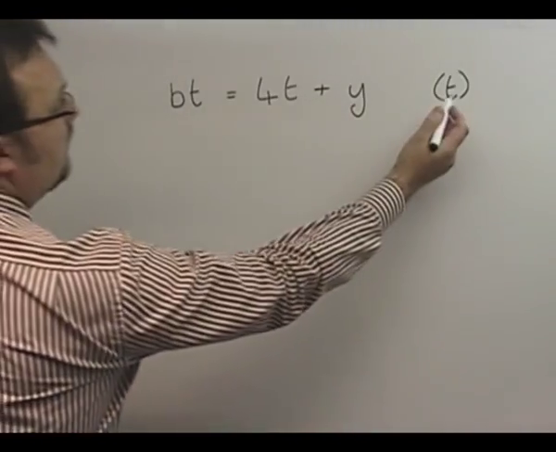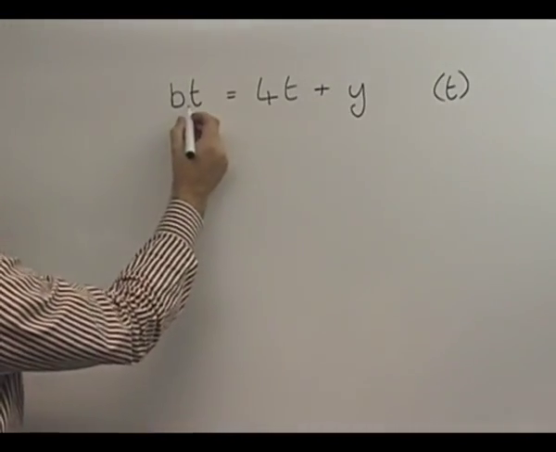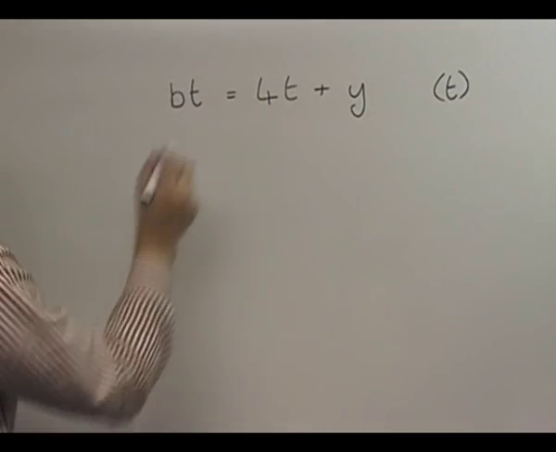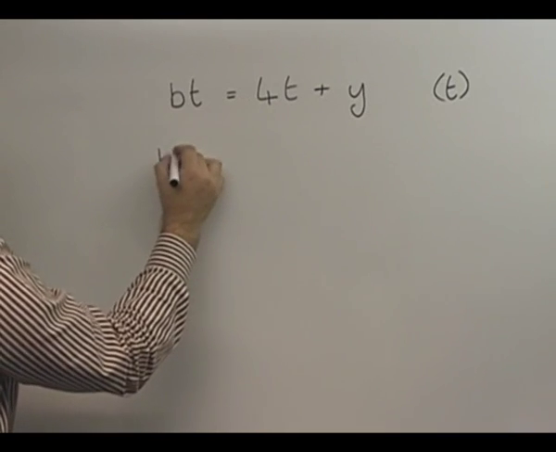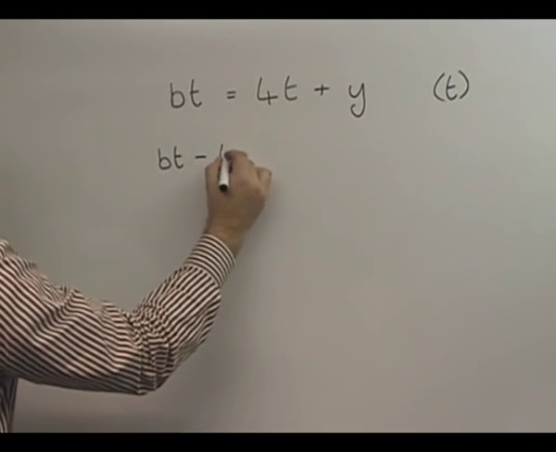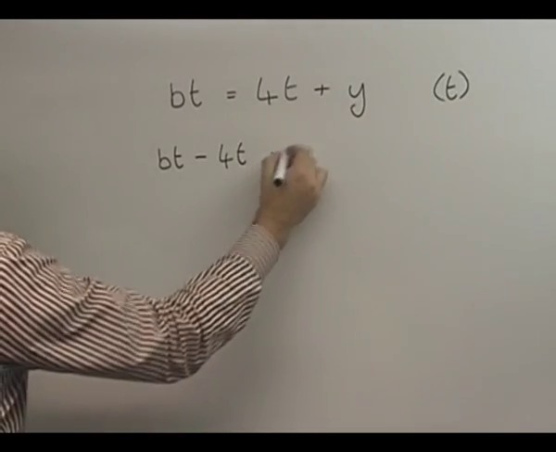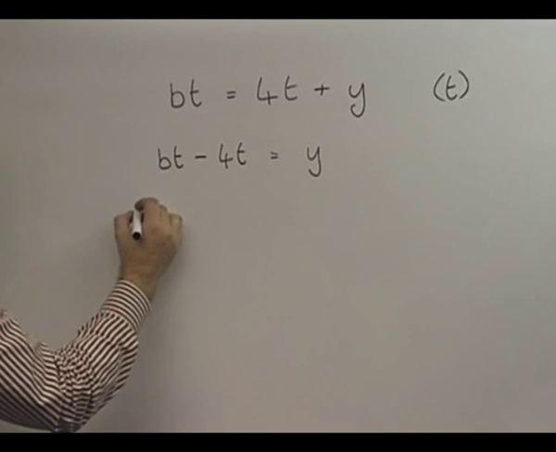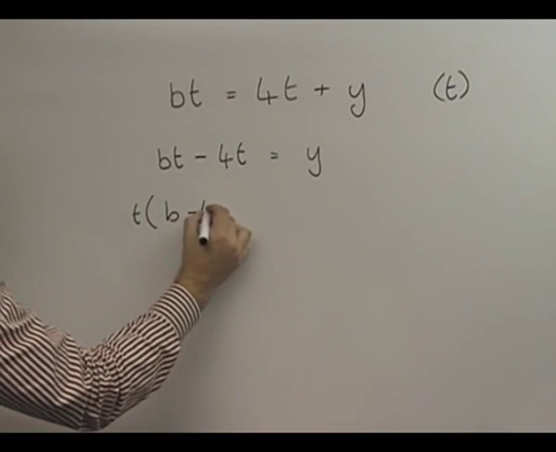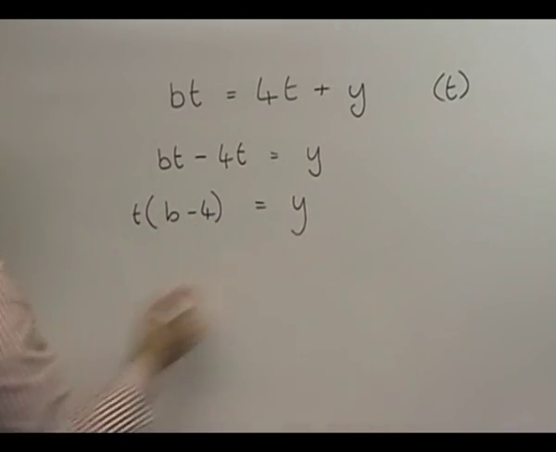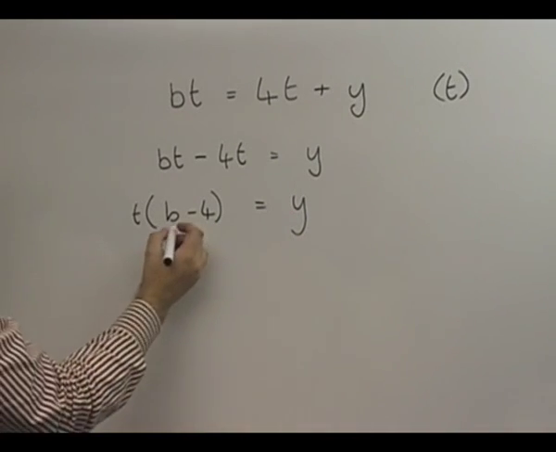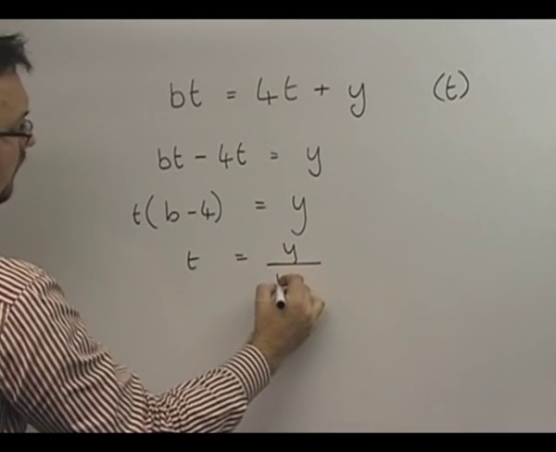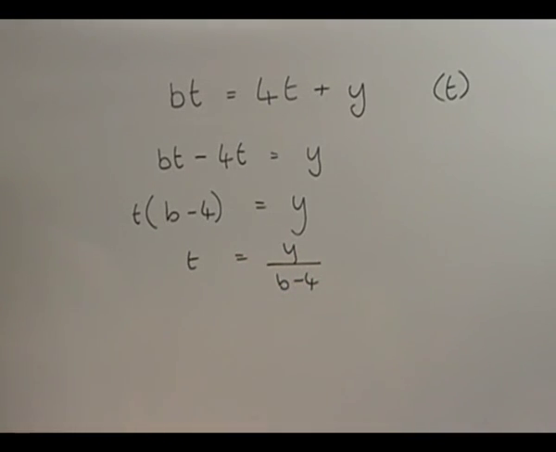Right, in this example we need to make t the subject. I can't take t out as a factor straight away, because 4t and bt are on different sides of the equals sign. So the first thing I'm going to do is take away 4t from both sides. If I take 4t away from here, I end up with that, and on this side take 4t away, that disappears, I end up with y. Now I can take t out as a factor, like that, and very simply I can divide by b take away 4, so I get t equals y over b take away 4, and that's my answer.